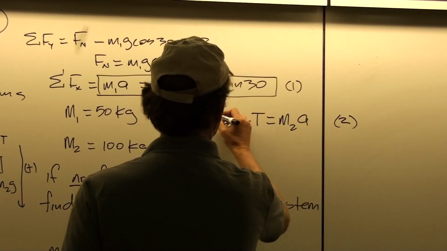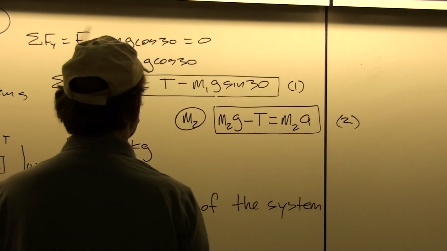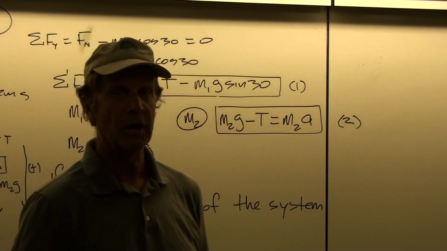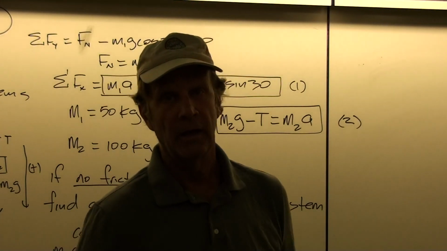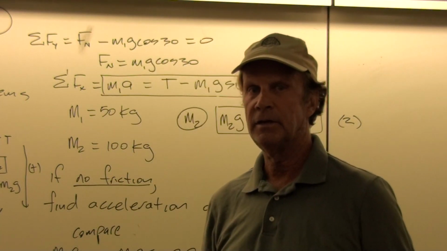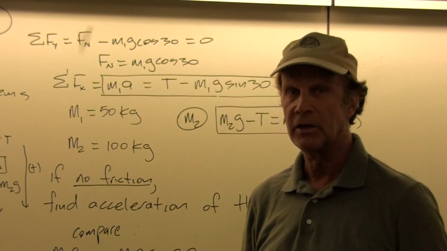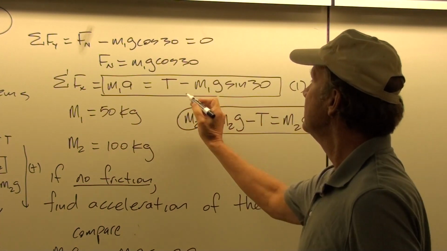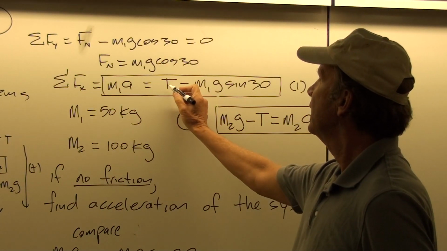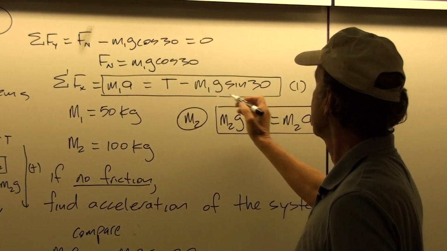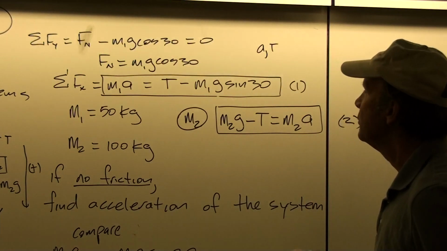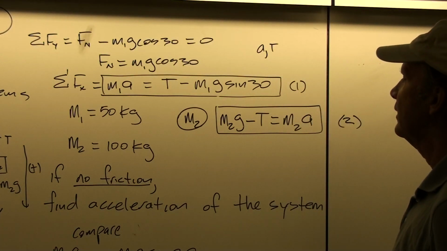So how do we solve these? Well, the first thing that we always want to do in a two-body problem, or in any problem where we have unknowns, is to make sure that we have the same number of equations as we have unknowns. And so here we see that here's a tension, that's unknown, and here's an acceleration. So we've got A and T as our unknowns, but we have two equations with which to solve for them.